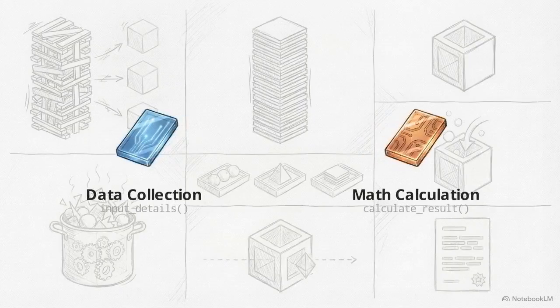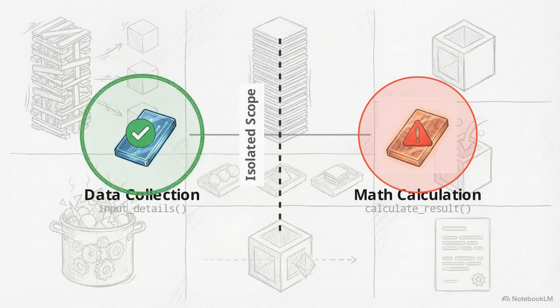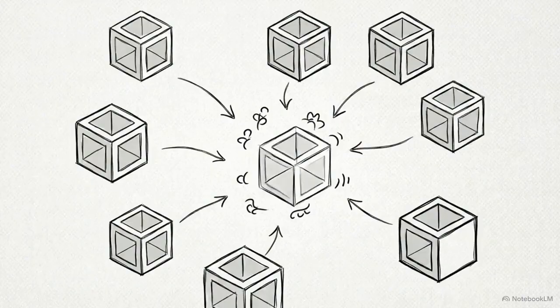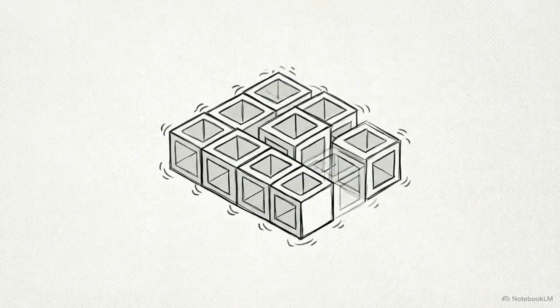An error in the math calculation will not interfere with the data collection process, making the program more resilient to changes. You start with independent pieces. By defining what enters and leaves each block, these parts lock together to build a stable and organized program.